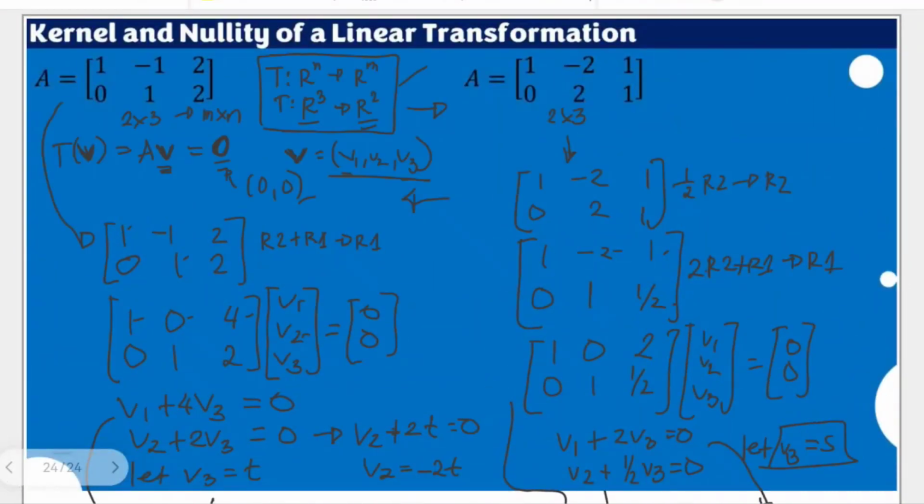So this is how we solve the kernel and nullity of a linear transformation involving 2 by 3 matrices.